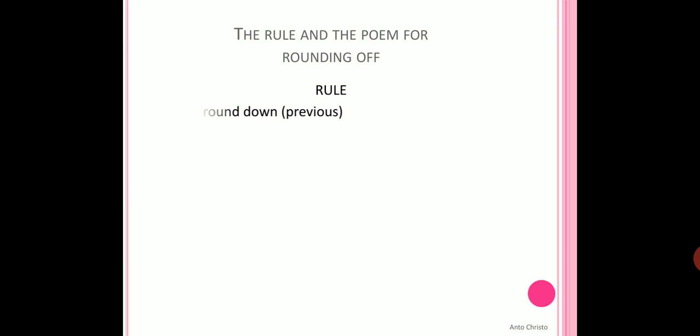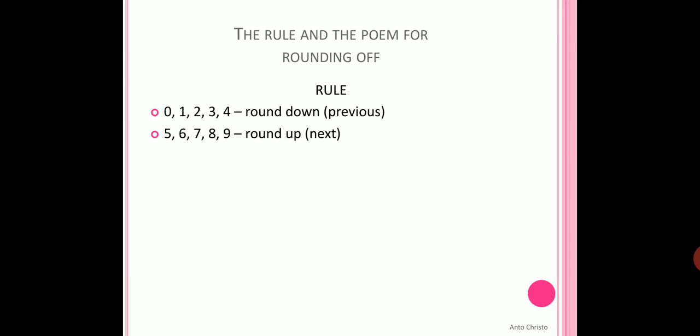The rule is, if you find the number 0, 1, 2, 3 or 4 you will round down, that is to the previous. And similarly, if you find the numbers 5, 6, 7, 8 and 9, you will round up, that is to the next number. When we do some problems, this will be understandable for you.